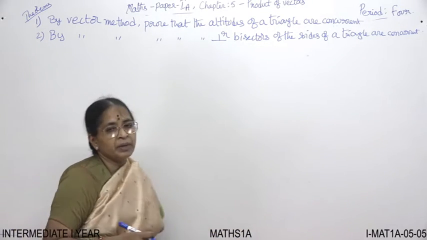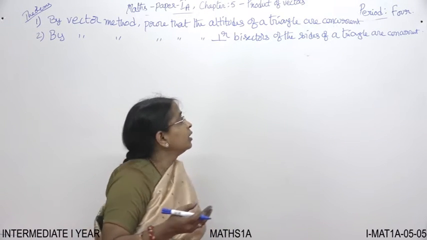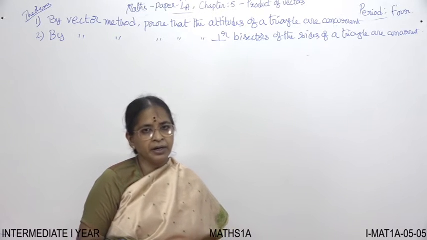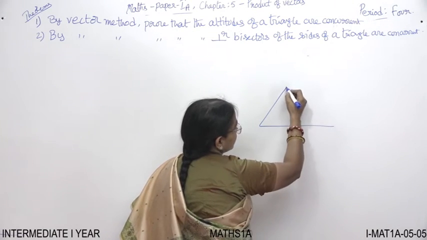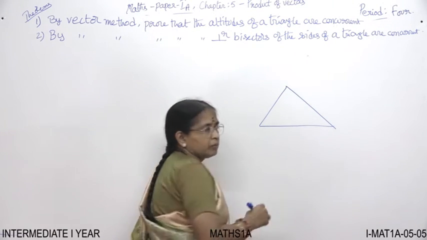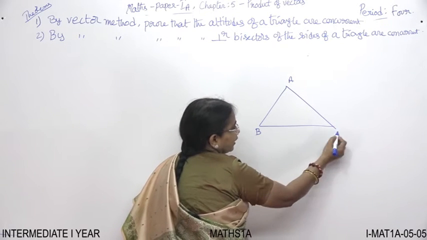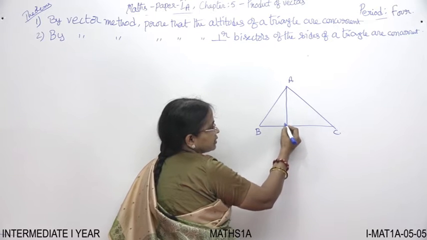So show that by vector method. You already know that in any triangle the altitudes are concurrent, perpendicular bisectors are concurrent. What are concurrent lines? They are the lines which intersect at the same point. They have one point in common. So here ABC is the triangle, and then you draw one altitude. Altitude is the height. This is the height.